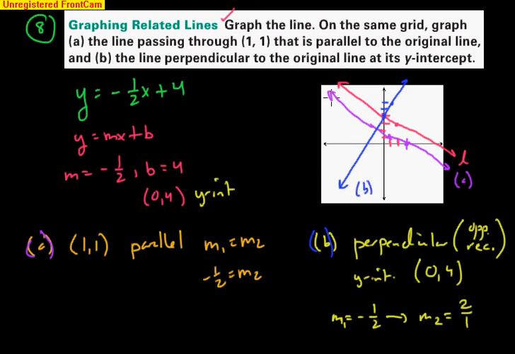Okay? So first line is drawn. Second line is parallel to that line through 1, 1. So maybe I'll put 1, 1 right there. And third line is perpendicular to the first one at its y-intercept, which is 0, 4. And to be perpendicular, opposite reciprocal slopes. Negative becomes positive, 1/2 becomes 2 over 1.